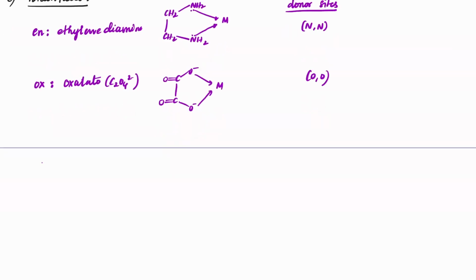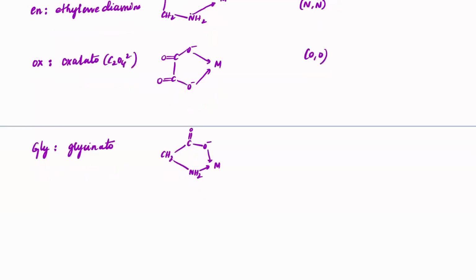Similarly, GLY is glycinato. Again, a very, very important one. You should definitely know the name properly. Glycinato is one of the amino acids. So the structure would be like this. We have CH2 connected with C double bond O, O minus, and on this side it is connected with NH2. So if there is a metal, the connection is one from oxygen, one from nitrogen. So that means it is an O and N connection.